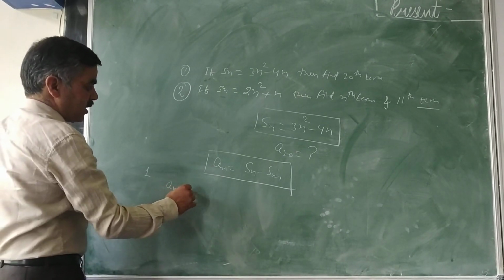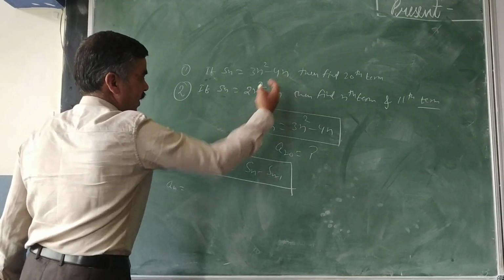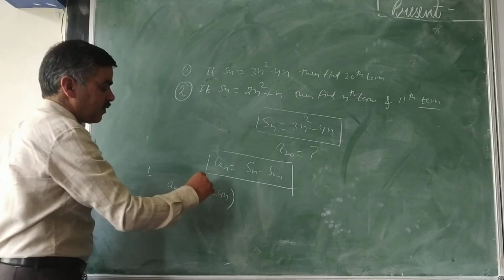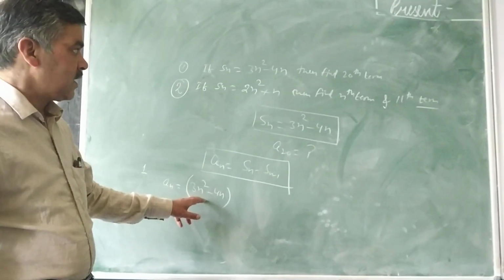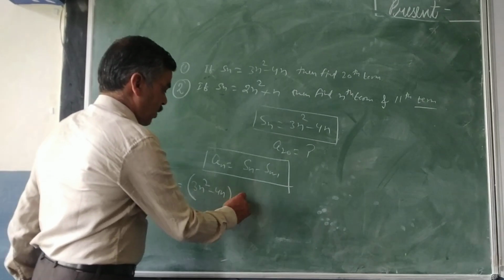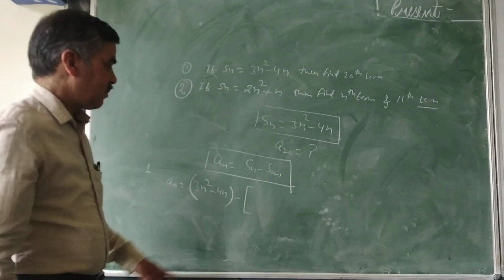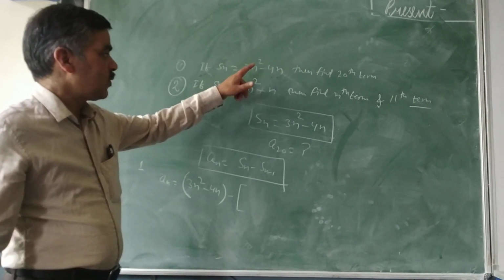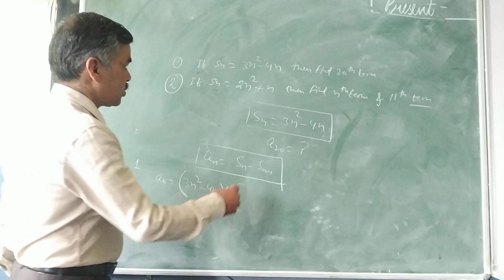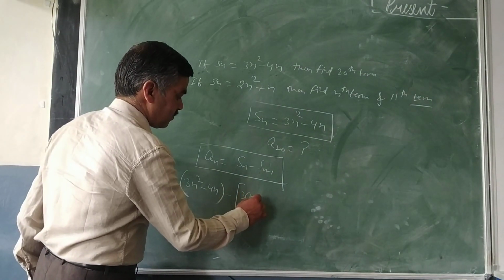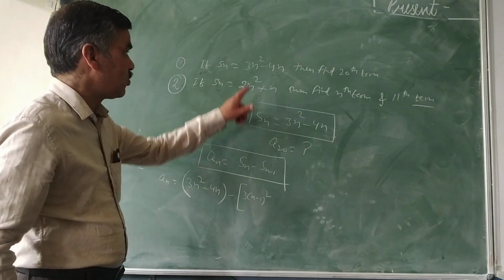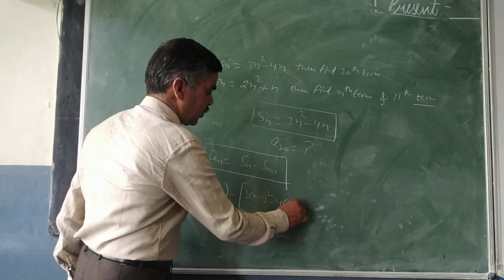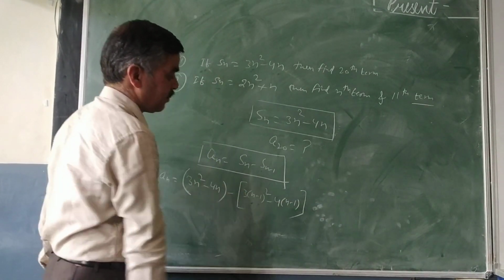Here an is equal to, what is Sn? Substitute the value of Sn, because it is given 3n square minus 4n. Straight away you put the value of Sn, whatever is there. When you are looking for this, use the proper square bracket here. Minus Sn minus 1 means wherever n is there in this, you have to write n minus 1. So 3n square will become 3 into n minus 1 whole square. Only n you have to replace by n minus 1. Minus 4 into n minus 1 and close the bracket.